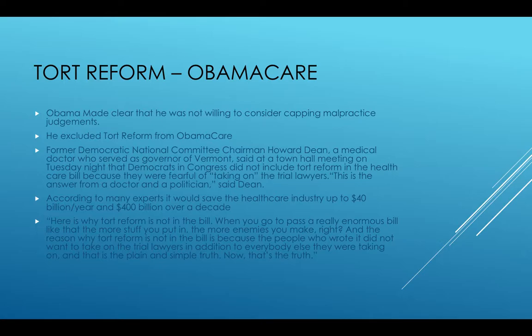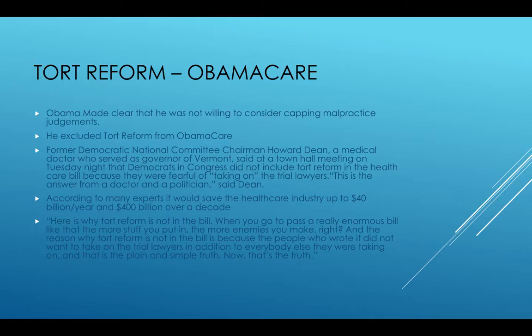Obamacare and the tort reform. So Obama made it clear that he was not willing to consider capping malpractice judgments. And why is that? If it can save the healthcare industry so much money, why wouldn't he? Well, former Democratic National Committee Chairman Howard Dean, a medical doctor who served as governor of Vermont, said at a town hall meeting on Tuesday night that Democrats in Congress did not include tort reform in the health care bill because they were fearful of taking on the trial lawyers. This is the answer from a doctor and a politician, said Dean.